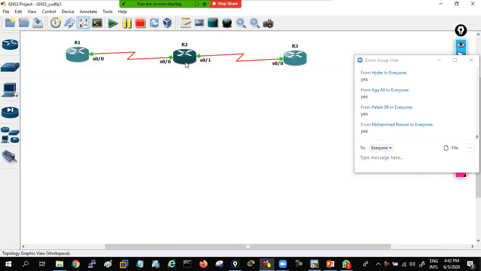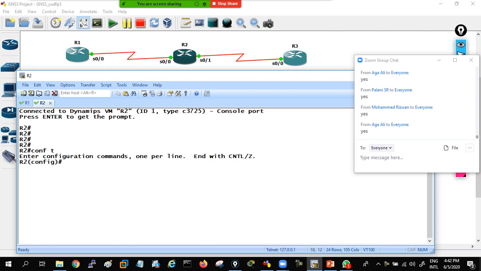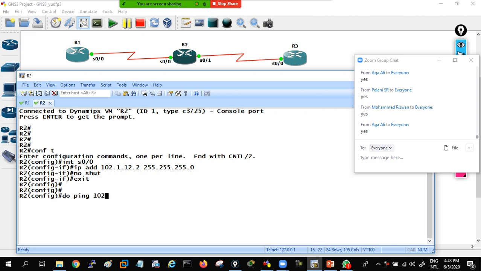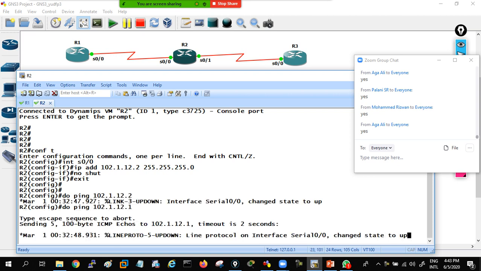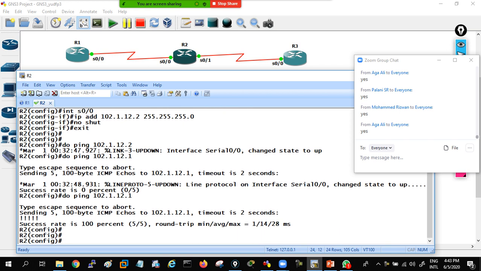Okay, let's go to router 2. I'll go deep dive, guys. I'm just showing the configuration of RIP first. After that, I'll go deep dive. Now interface serial 0/0, ip address 102.1.12.2, 255.255.255.0, then no shut. For verification, do ping 102.1.12.1. Let's ping to the other side. Still no reply. Now I got a reply.